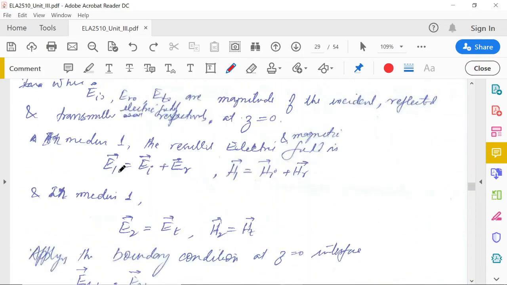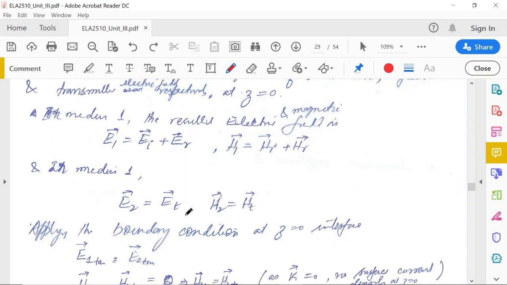So now in medium 1, the total electric field is given by the sum of these two, which is a vector quantity. The final electric field will be the sum of the incident electric field plus the reflected electric field. Similarly, the magnetic field H1 is HI plus HR. And for medium 2, in medium 2 what we have is only one electric field, the transmitted one, so E2 will be the same as ET and H2 will be HT.